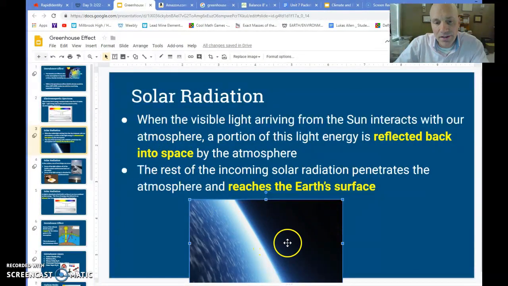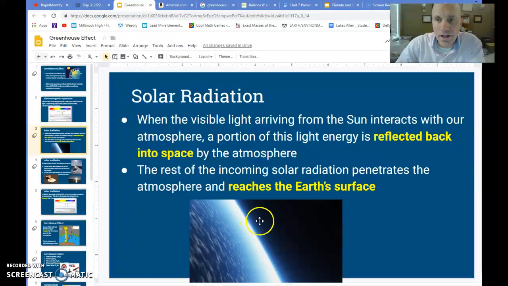So when visible light hits the Earth's atmosphere, some of that light is actually reflected back into space. One property of our atmosphere, and you can kind of see the outline of our atmosphere here, is that in some ways it acts a little bit like a mirror, where some of that light hits it and just bounces straight back out into space. That light would have no effect on warming up the Earth, but some of the light does penetrate the atmosphere and ends up being absorbed by materials on the Earth's surface.